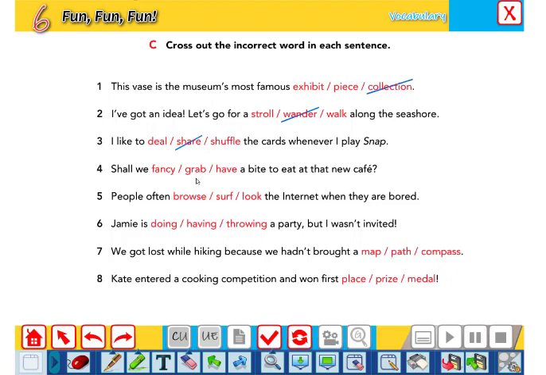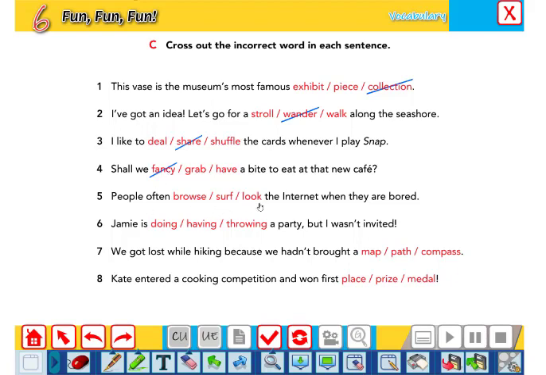Let's go for four. Shall we fancy, grab, have a bite to eat at that new cafe? So guys, there is something very important. We can say the word fancy, which means like or love. Grab means get. Have means also get. So can I say shall we love a bite, or shall we get a bite, which means to get something to eat? For sure we can say shall we grab, we can say shall we have, but we cannot say shall we fancy. So let's circle the incorrect word, which is fancy.